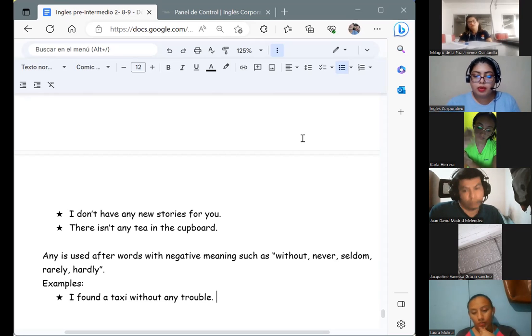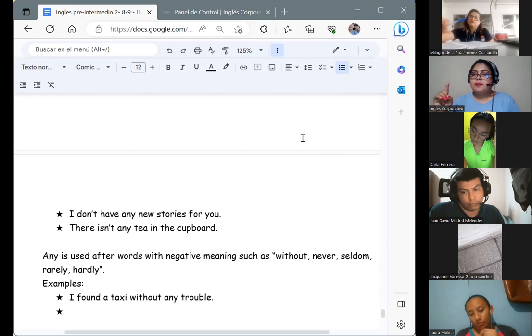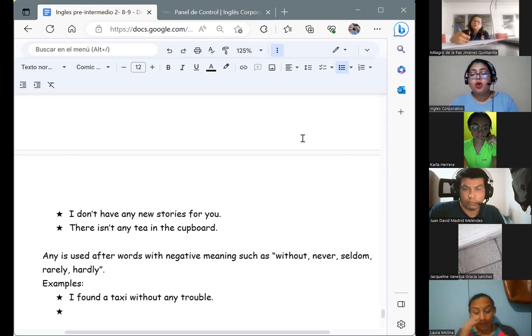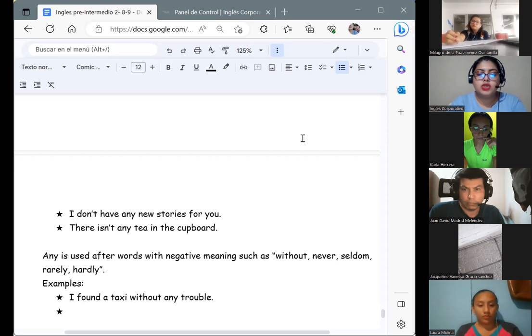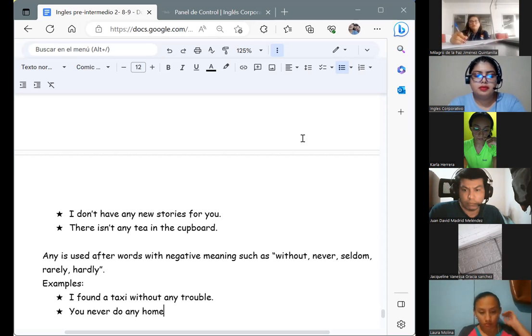Then, we have another one that is a negative word, I mean, a negative connotation in the word, and also the meaning of the sentence is negative, is something negative. Because you are not doing something. And in this case, it says, you never do any homework. So in this case, you are expressing that you are not doing anything. And it is supposed that you do your homework. But in this case, you never do your homework. So in this case, you are going to have bad grades. So that is a negative connotation of the whole sentence.